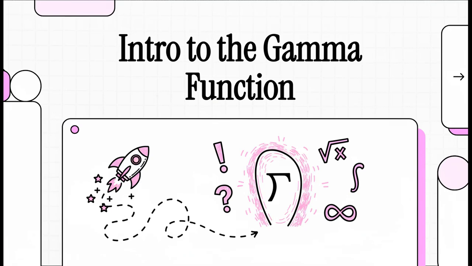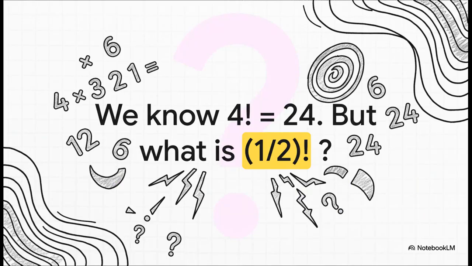All right, today we're going to dive into a mathematical puzzle that seems, well, completely impossible at first glance. You probably remember factorials from school, right? 4 factorial is just 4 times 3 times 2 times 1, which gets you 24. Pretty simple. But have you ever stopped to think, what is 1/2 factorial?